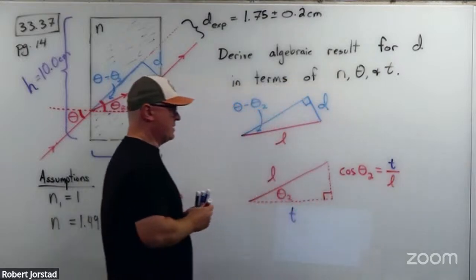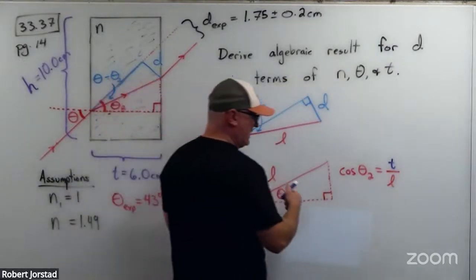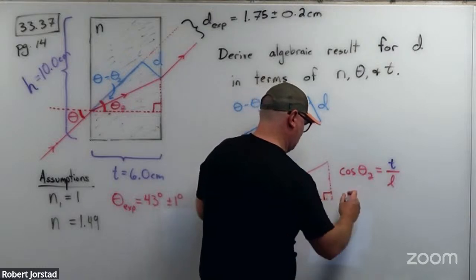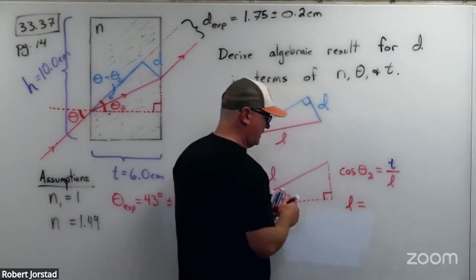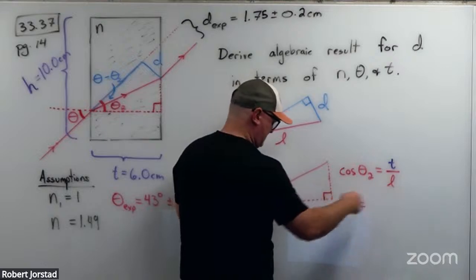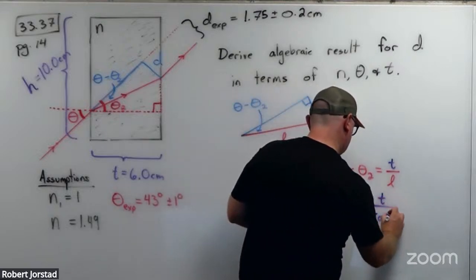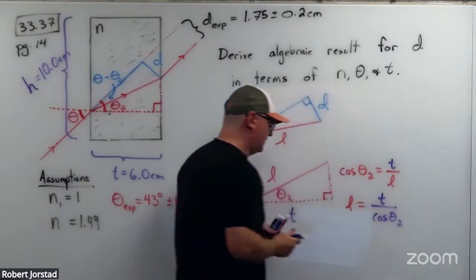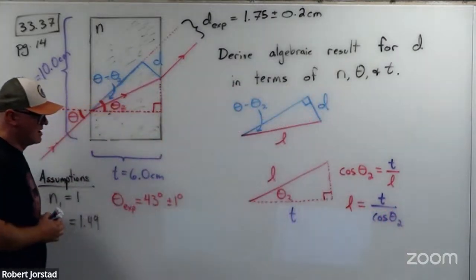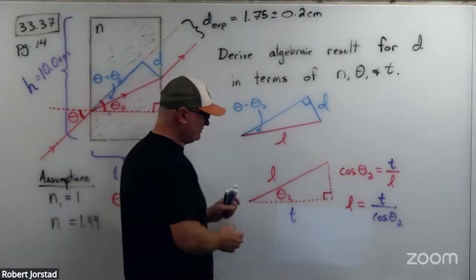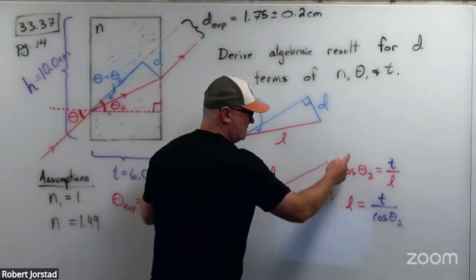And this is the spot that I screwed up before. Notice that L should equal T over cosine theta 2. Who cares about the color coding there? Let me make sure that's right. L comes up, cosine goes down.